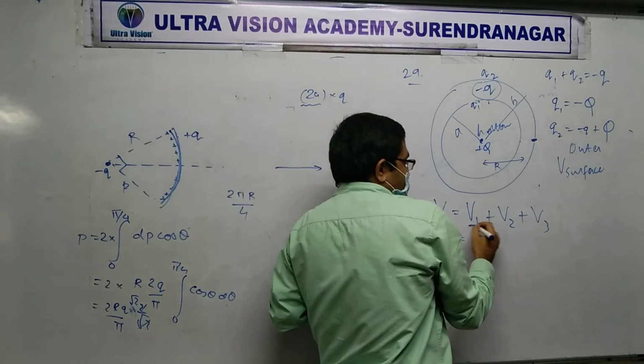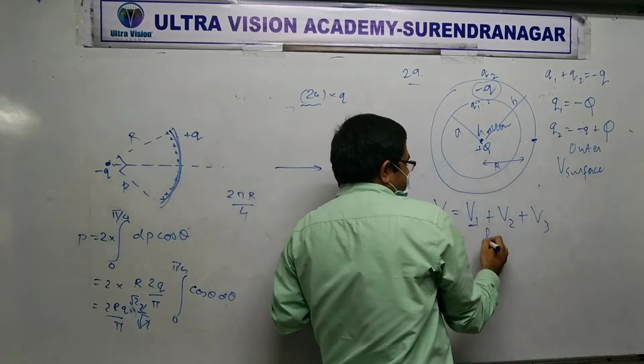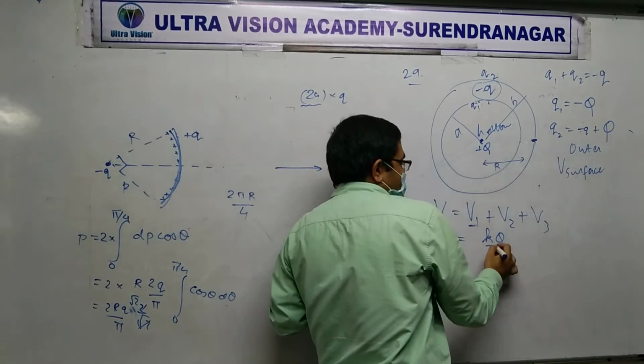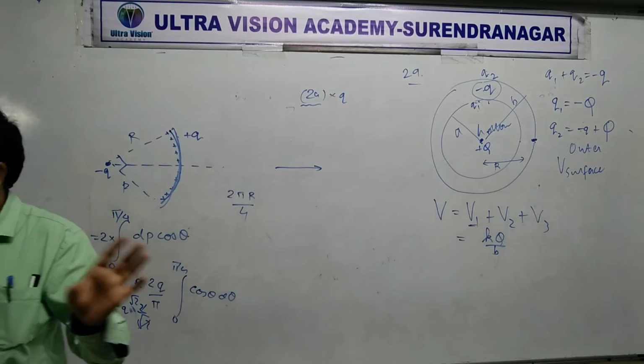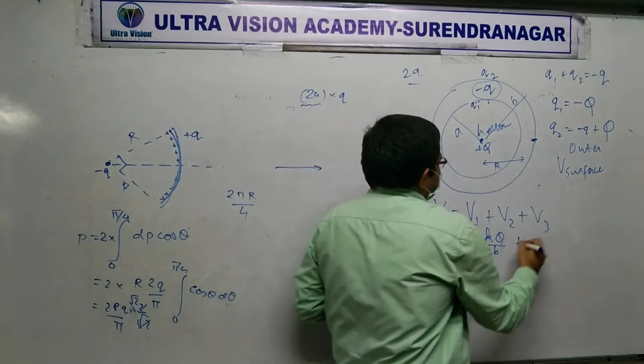So due to the point charge, first one, point charge. Q by B. Clear or not? Yes. By B. Distance is B. Fine. Okay. My second is the inner.